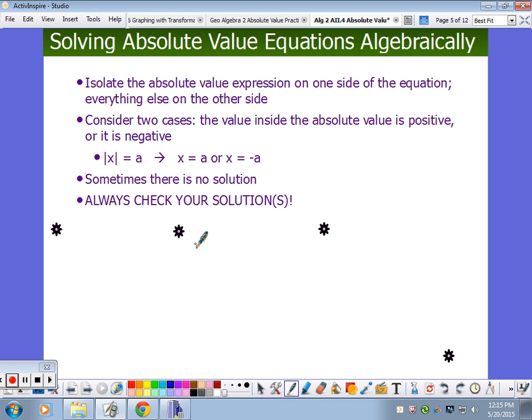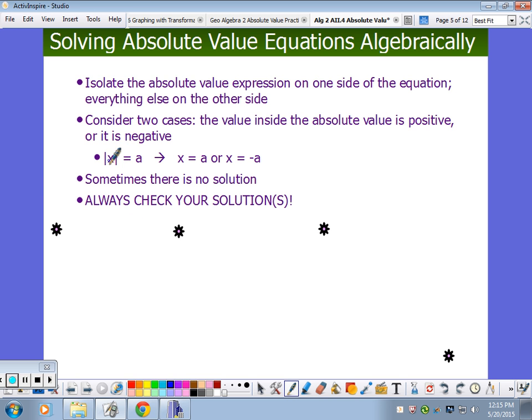Right? So some of you say you know how to do this too. Solving an absolute value equation using algebra. So let's see. The rules are basically whatever you get, you want the absolute value expression on one side of the equation and anything that's not in the absolute value on the other. And there's two things you have to think about.